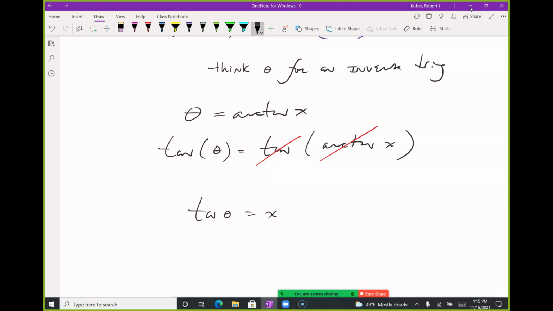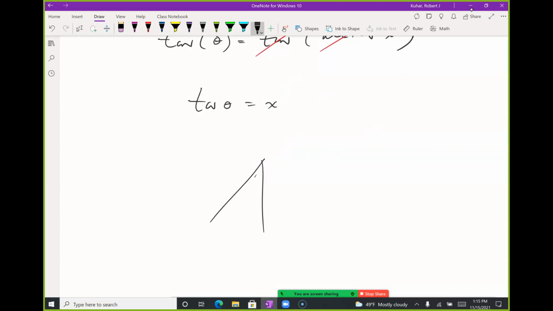When I have a trig, I now have a triangle. This is important to remember. If I have an inverse trig, I have a theta. If I have a theta, I have a trig. If I have a trig, I have a triangle. So my triangles in these situations all live in quadrant 1. And tangent equals x is tangent equals x over 1. So the height is x, the base is 1, and I can figure out the other side by the Pythagorean theorem, square root of 1 plus x squared.